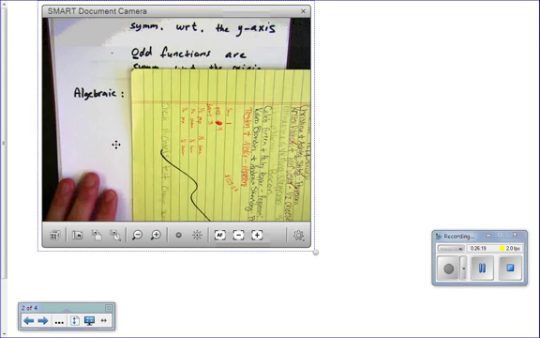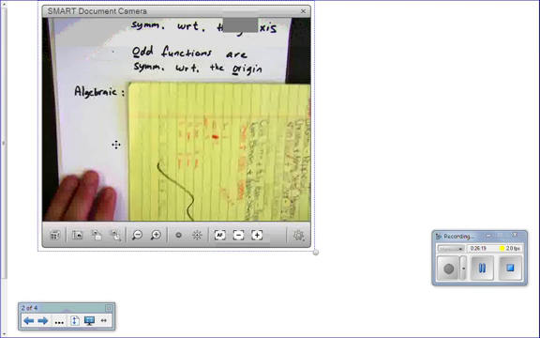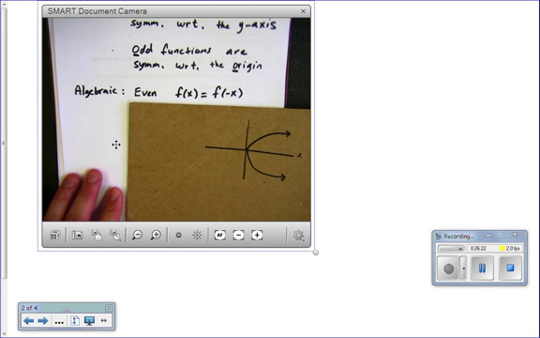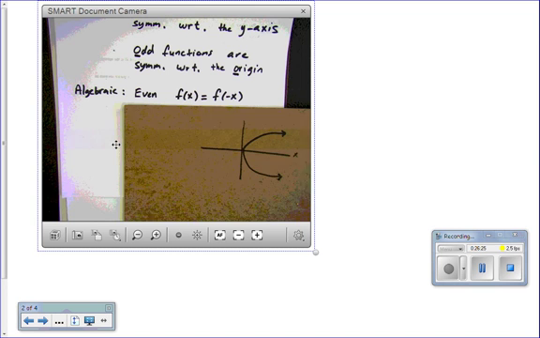So algebraically with even and odd functions, if a function is even, so say I have a function f of x, that means f of x is going to be equal to f of negative x. Now, that notation is kind of confusing. I remember seeing that for the first time in college, and it really confused me. So let me try to explain what we mean here.